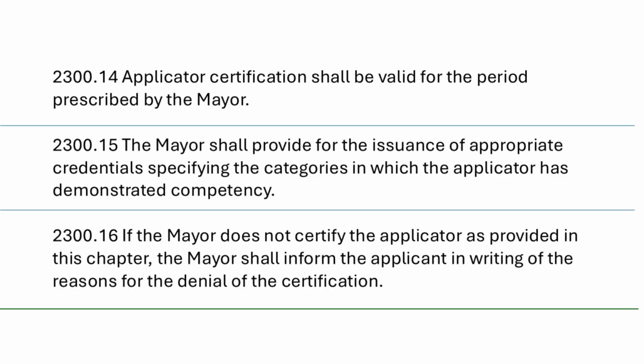2300.14. Application certification shall be valid for the period prescribed by the mayor. 2300.15. The mayor shall provide for the issuance of appropriate credentials, specifying the categories in which the applicator has demonstrated competency. 2300.16. If the mayor does not certify the applicator, as provided in this chapter, the mayor shall inform the applicant in writing of the reasons for the denial of the certification.